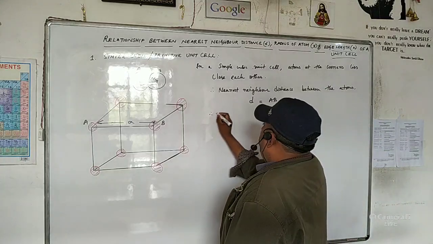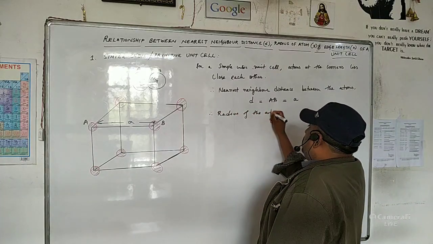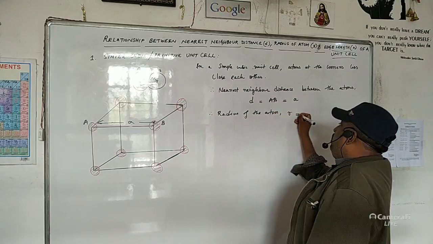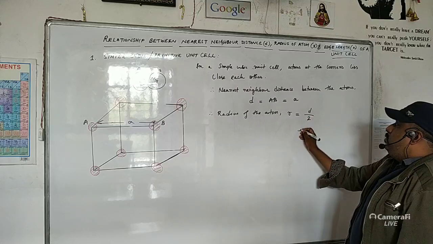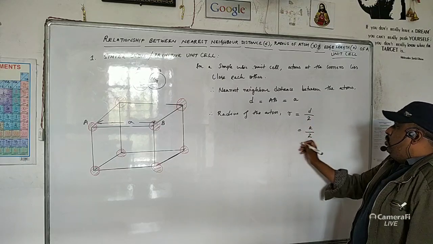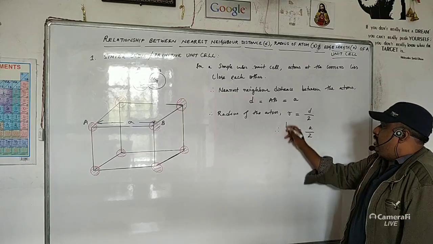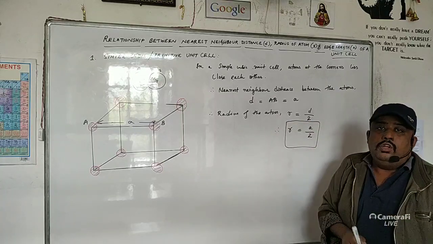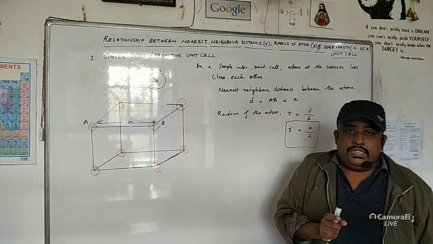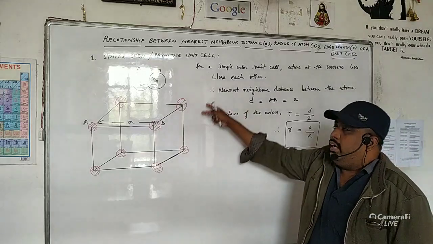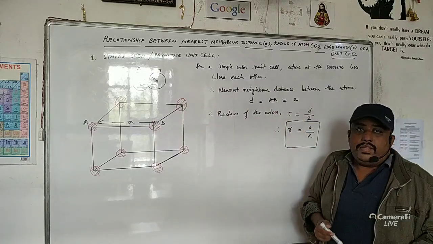So therefore the radius of the atom r will be d by 2. Nearest neighbor distance divided by 2, and that is nothing but a by 2. Thus we have calculated the radius of the atom, which is r equal to a by 2. So students, this formula is very important for solving the numericals in this chapter. There are two more derivations, we'll come to that slowly. So please copy it down for a better understanding.